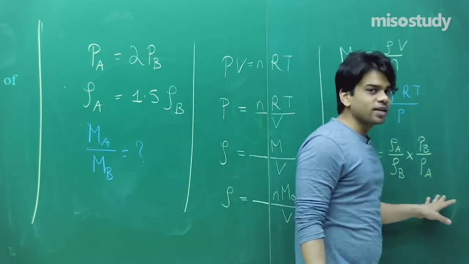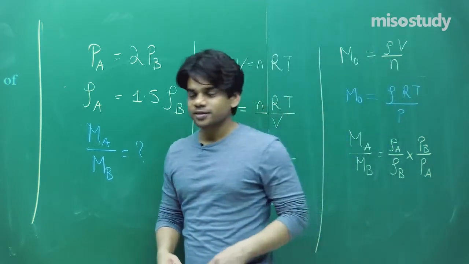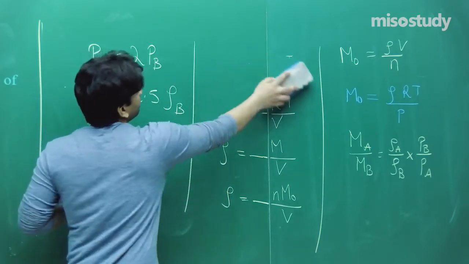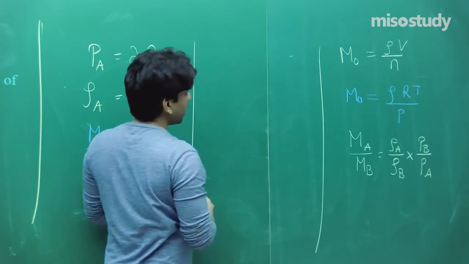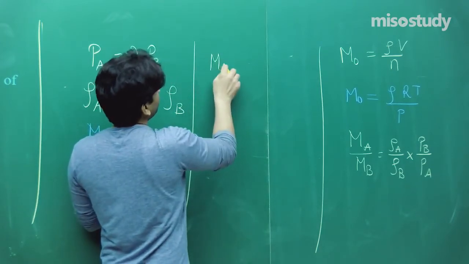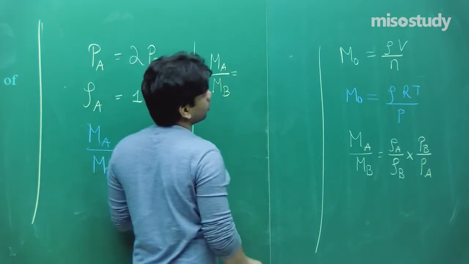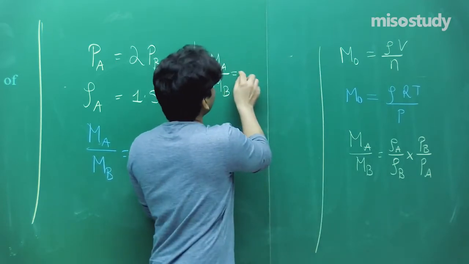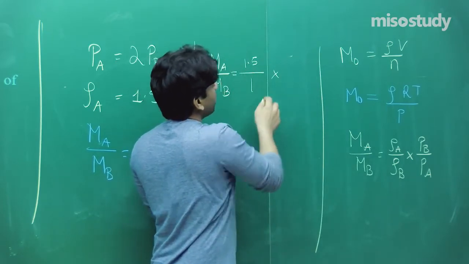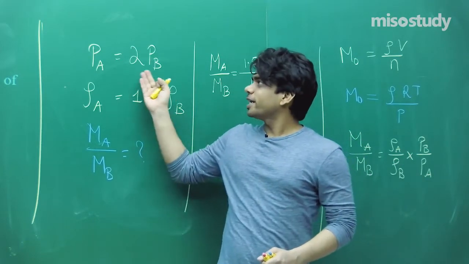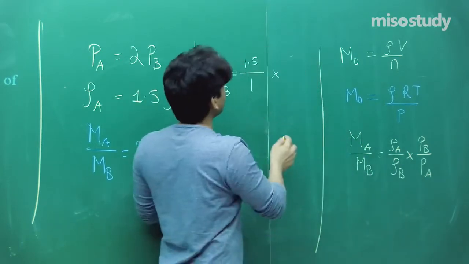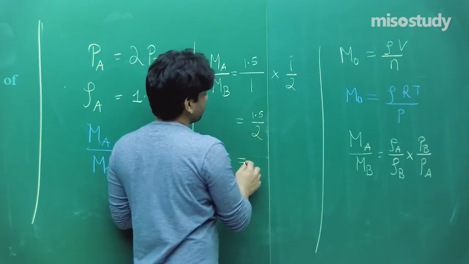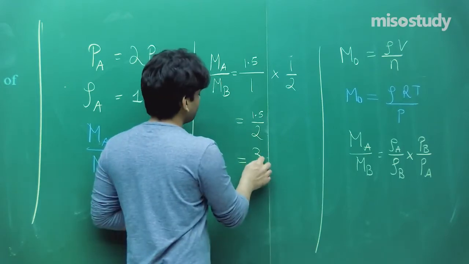So I will write the values at the other end. Take note till here. Now you see MA by MB, that is what we have written. Just substitute the value of rho A by rho B, which is given as 1.5, multiplied with PB by PA, which will be equal to 1 by 2. So 1.5 by 2 is the relationship. This 1.5 by 2 can be written as 3 by 4.